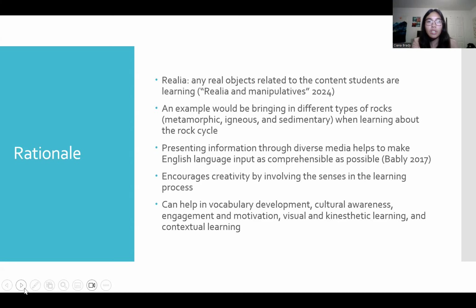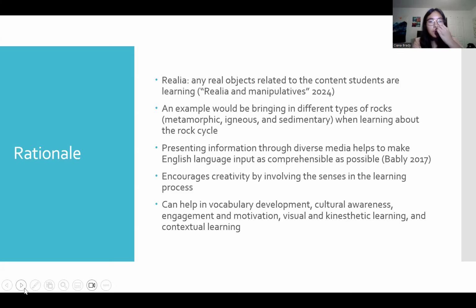The term incorporating Realia might seem daunting, but it is a learning strategy that many teachers probably use already without realizing it. Realia includes any real objects related to the content that the students are learning. There are many ways to incorporate it. Some teachers may choose to bring objects to show or present, especially if it's something that's a bit more fragile or heavy, like a typewriter. But others may do something different. An example of this would be bringing in different types of rocks when learning about the rock cycle, which allows students to actually feel and manipulate the objects, and get more of a hands-on experience with it.